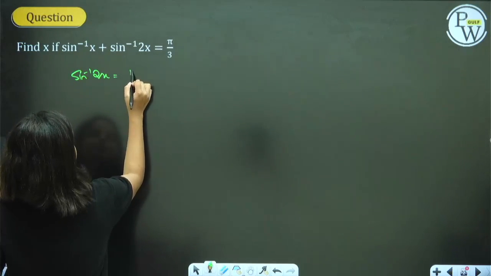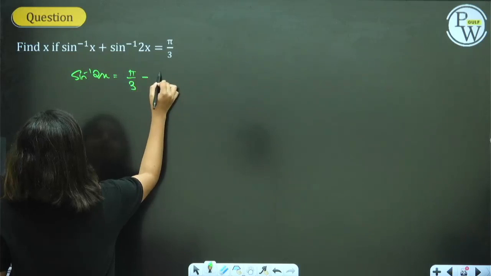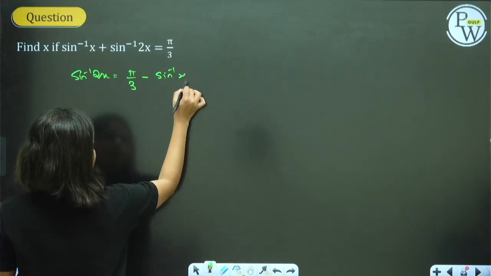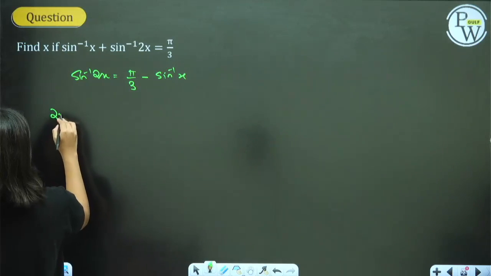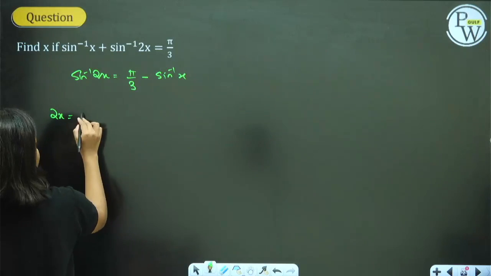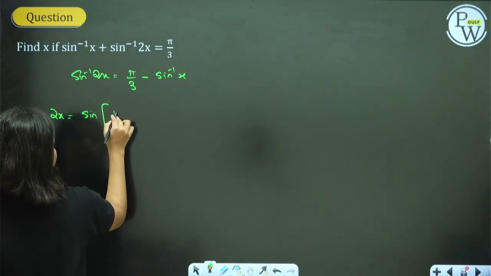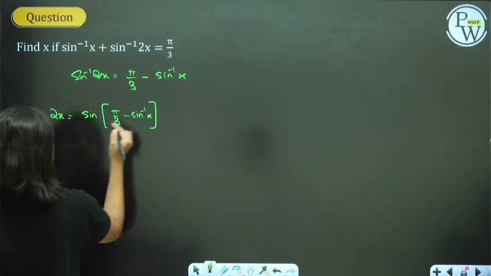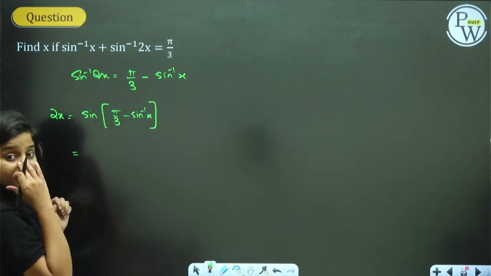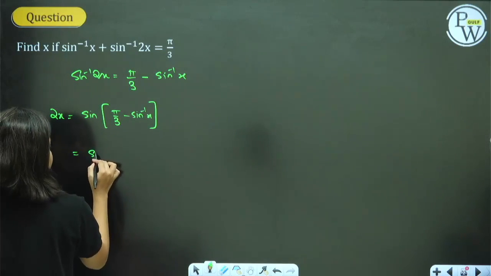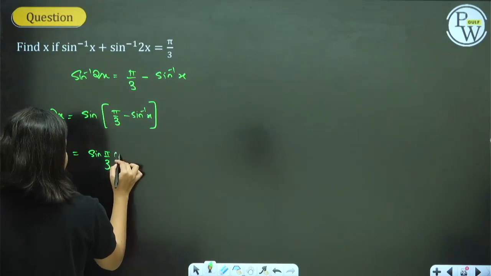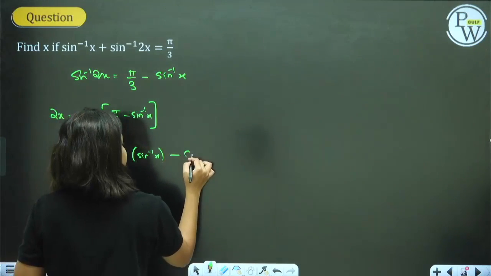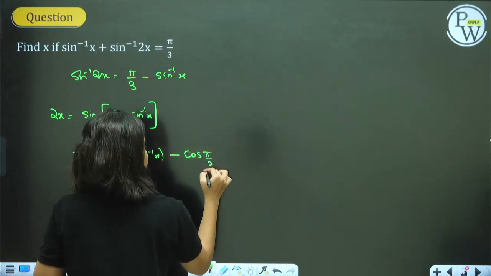The first step, I have kept sin inverse 2x on the left side and sin inverse x transferred to the right. We need x, people, remember. So from the left side, 2x equals sin of pi by 3 minus sin inverse x. Enjoying these questions, very interesting. Now sin of a minus b is sin a cos b minus cos a sin b.